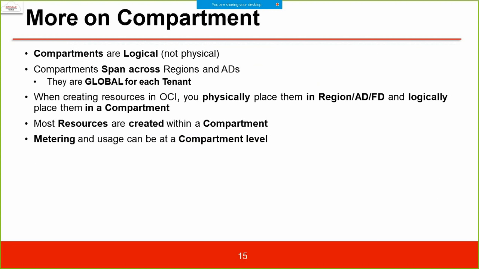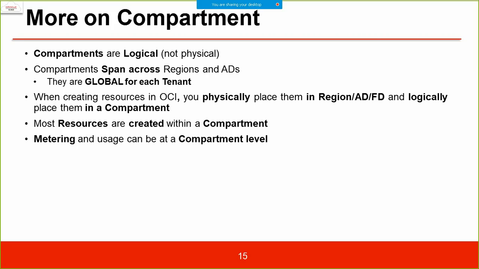Some more points on the compartment. Compartments are logical. They are not physical entities. Compartments span across regions and availability domains. They are global for each tenant. That means very clearly that a compartment does not mean one specific region. A compartment will be for the entire tenant, for all regions and availability domains. They are not specific to a region.